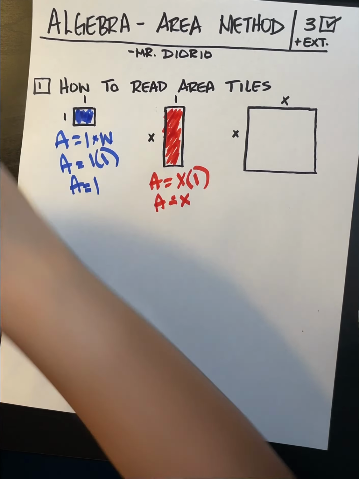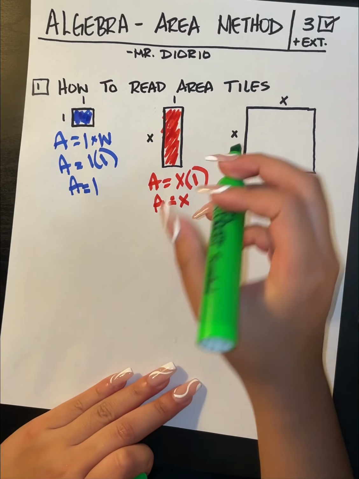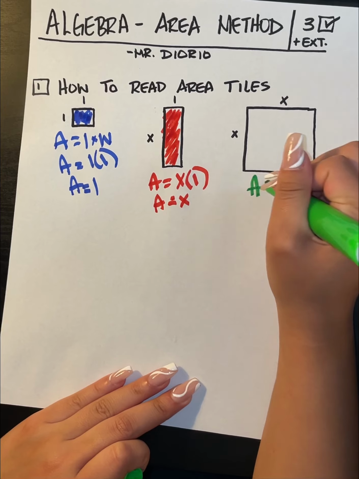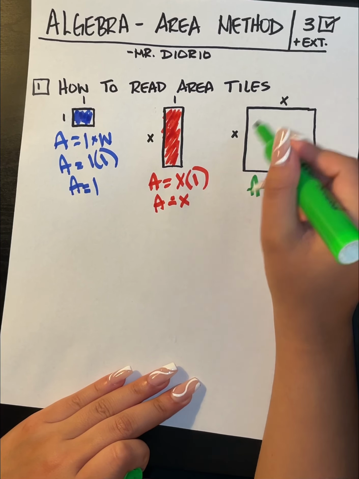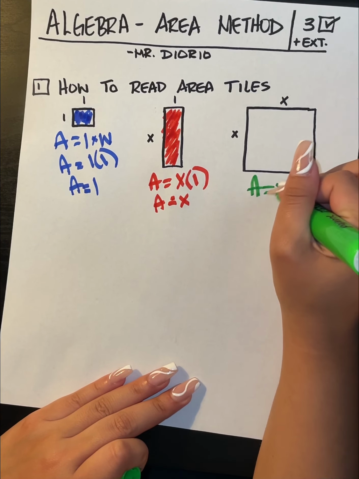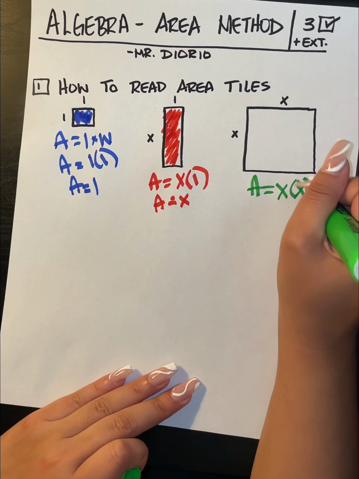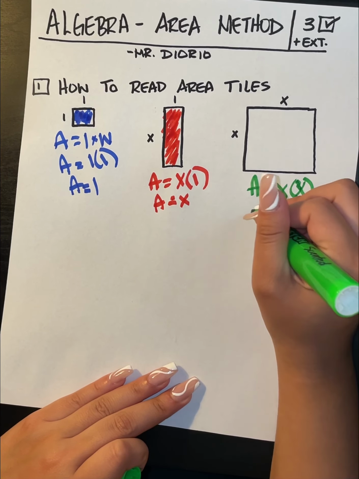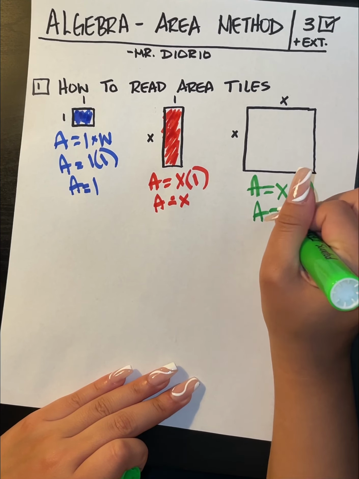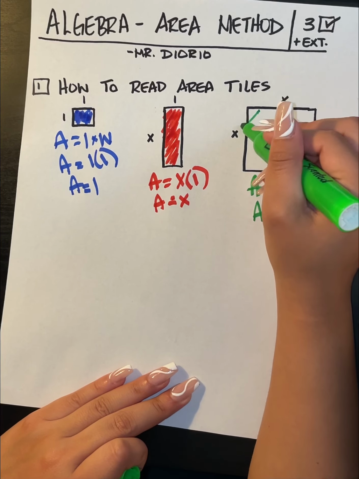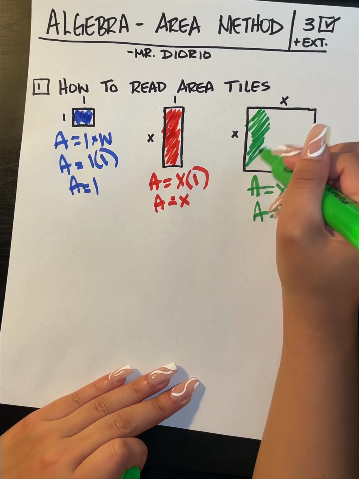And the last one, again, area equals length times width. And here we have x on both sides, so area equals x times x. So that gives us x squared. So I'm going to color this one green.